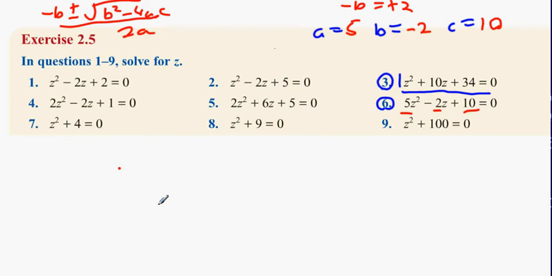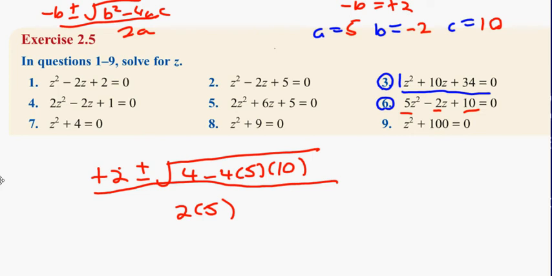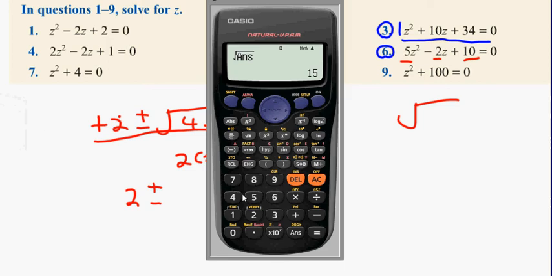And then let's do this. So it's going to be minus b, which is going to be plus 2, plus or minus the square root of. Now b squared is going to be 4, because minus 2 squared is 4, minus 4ac, which is going to be 4 times 5 times 10. So that's going to be minus 200 all over 2 times 5. So then we're going to have 2 plus or minus, and now this is going to be the square root of, I think it's minus 200 plus 4, or 4 minus 200.